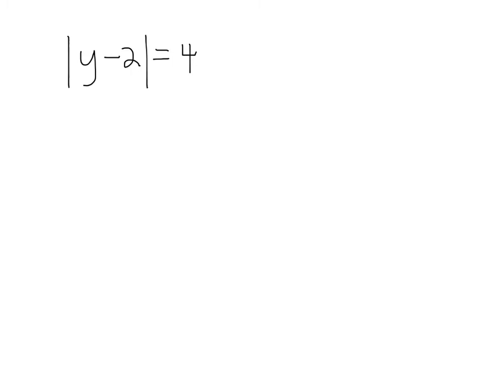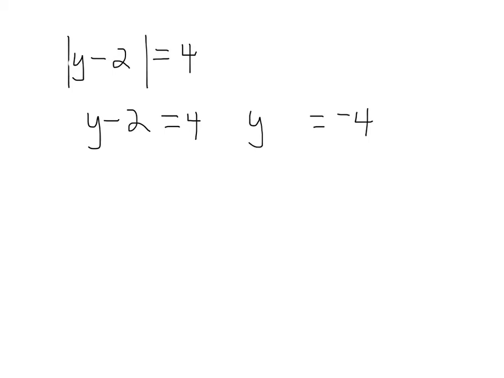What I know then is, let's just call this whole thing, I know that something in here has an absolute value that's equal to 4. And we know if something has an absolute value equal to 4, then it either equals 4 or it equals negative 4. So if that something is y minus 2, then either y minus 2 equals 4 or y minus 2 equals negative 4.